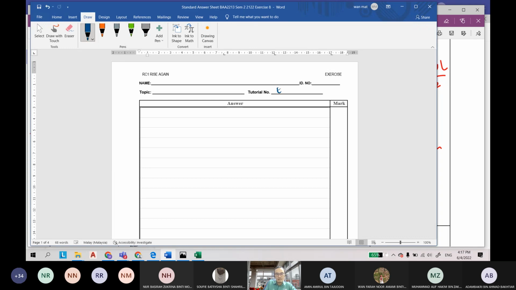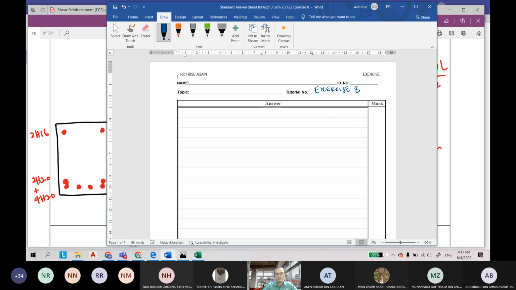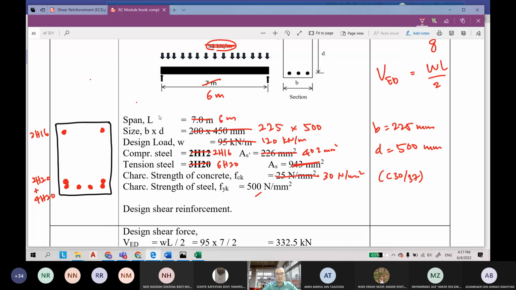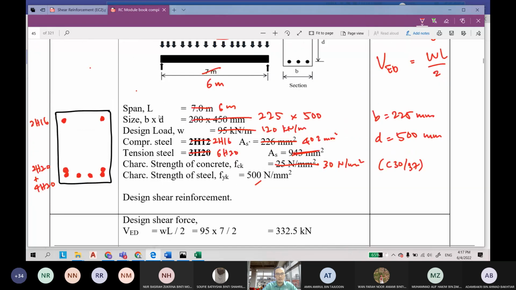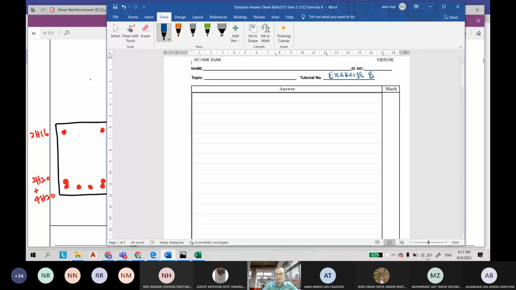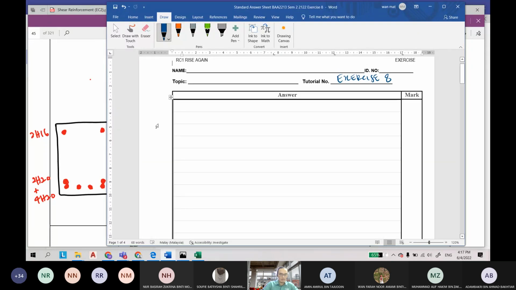Exercise number 8. The solution is, just follow the similar steps. You can refer to this tutorial later, example 1.7. But now we do it together, and you can stop me. The solution here is, first step, we determine the design shear force.